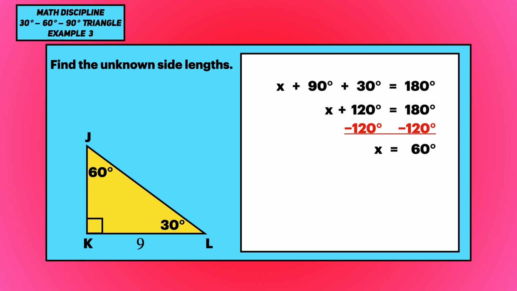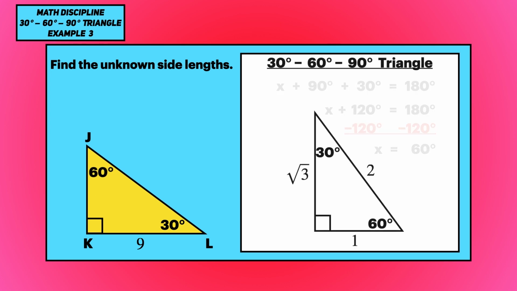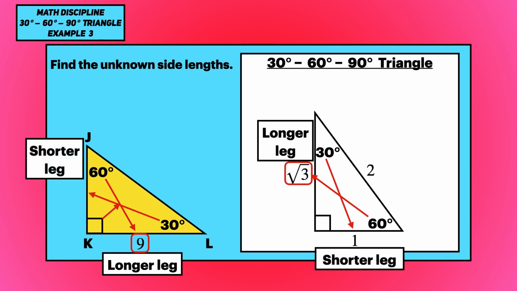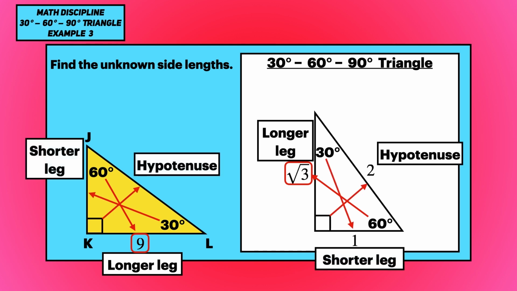Now that we have established that we have a 30, 60, 90 triangle, let's identify all the sides. We are given the length of the side across from the 60-degree angle. This side across from the 60-degree angle is always the longer leg. The side across from the 30-degree angle is the shorter leg, and the side across from the 90-degree angle is the hypotenuse. Now since we know the length of the longer leg, let's find the length of the shorter leg.